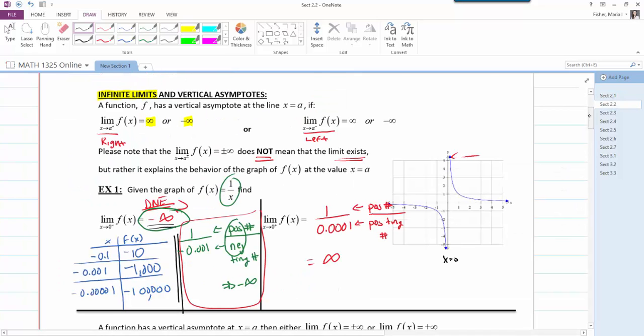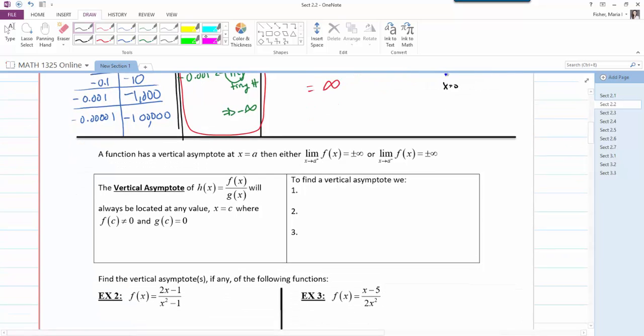Let's continue on in section 2.2. We said that if we can show that the limit from the right of a is equal to positive or negative infinity, or the limit from the left of a is equal to positive or negative infinity, then we have a vertical asymptote at that number. So as long as we can show that the limit from the left or the limit from the right is going to positive or negative infinity, we can figure out that we have a vertical asymptote at x equals some number.